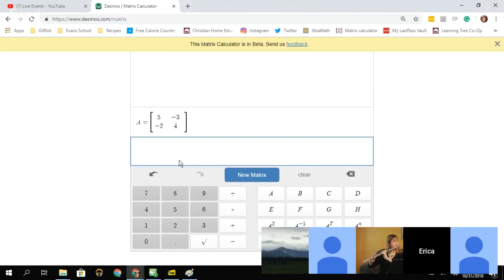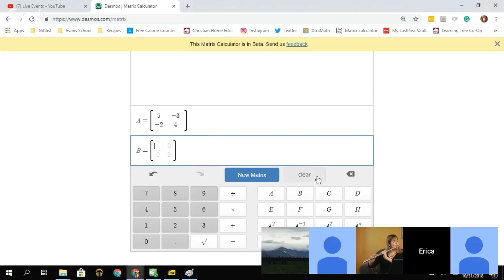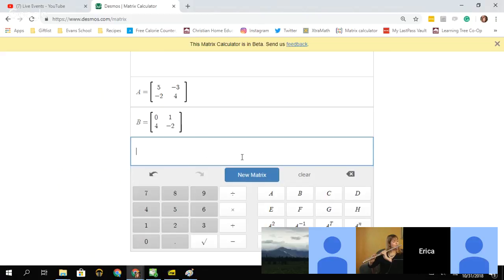Okay. And then I want to add my second matrix in, which is B. So I add a new matrix and I'm just looking at my book, and B is another 2x2 matrix. I want to add that in, and that is 0, 1, 4, and -2. Okay. And then you can keep going. There are 5 different matrices there, so define them all.